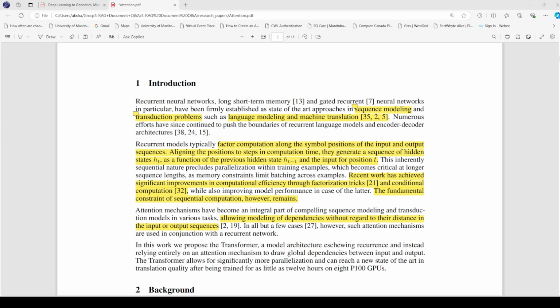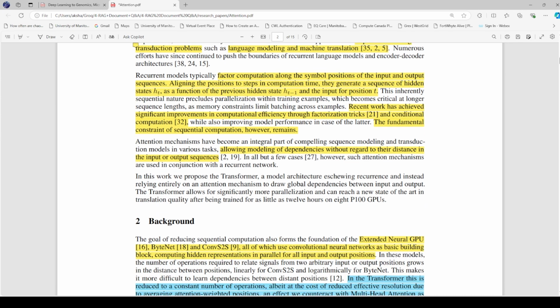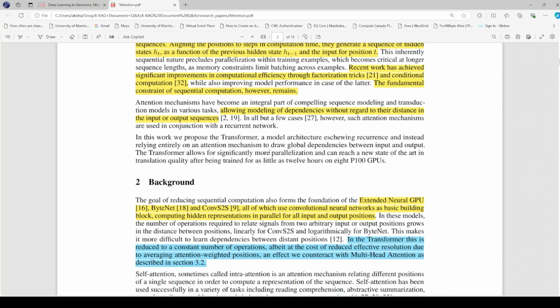So that's what they are mentioning here. Attention mechanisms have become an integral part of compelling sequence modeling and transduction models in various tasks, allowing modeling of dependencies without regard to their distance in input and output sequences. So that's exactly what I mentioned here. Now, with the transformer, you can have more parallelization and can reach a state of the art in translation quality with very little training hours. So they claim that the training duration was quite small. And yeah, let's go down.